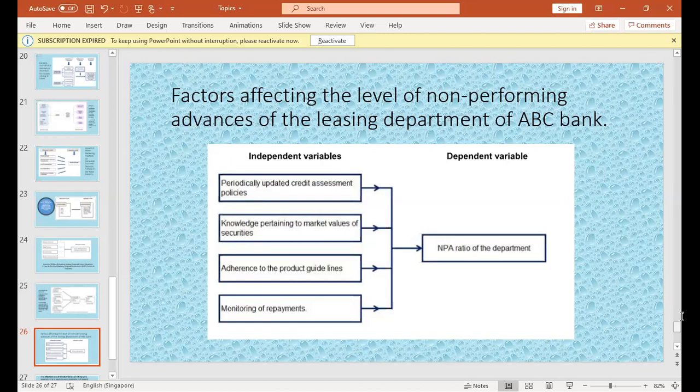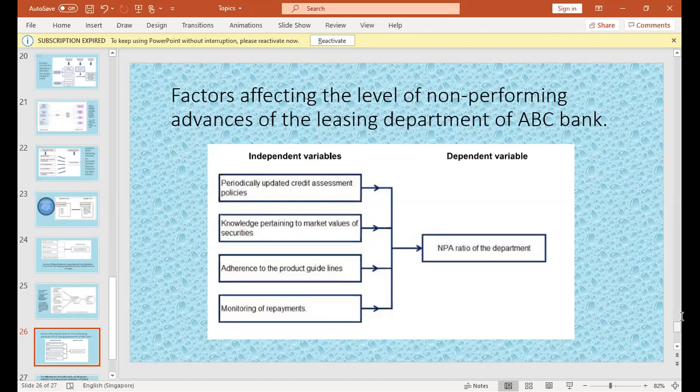Right? Or else this can be done: you give one questionnaire to each branch manager, and then ask to what extent these things are practiced in your branch. And then we correlated the responses on these independent variables with the non performing ratio of the same branch. So that's the way we did it.